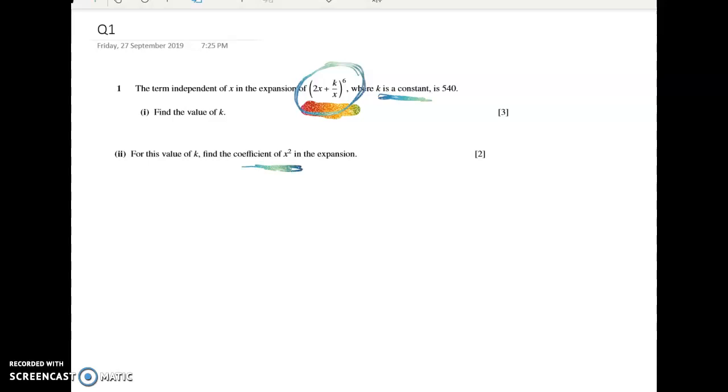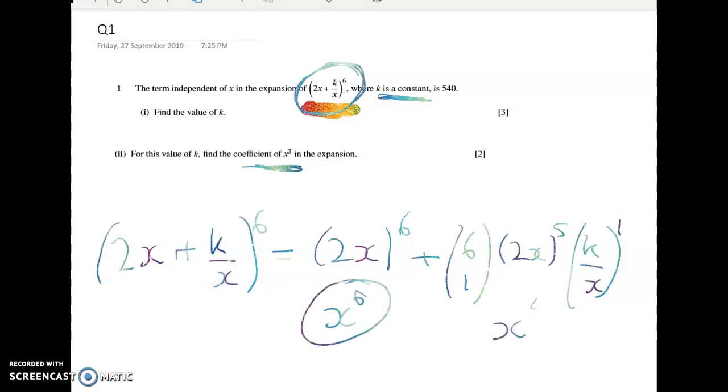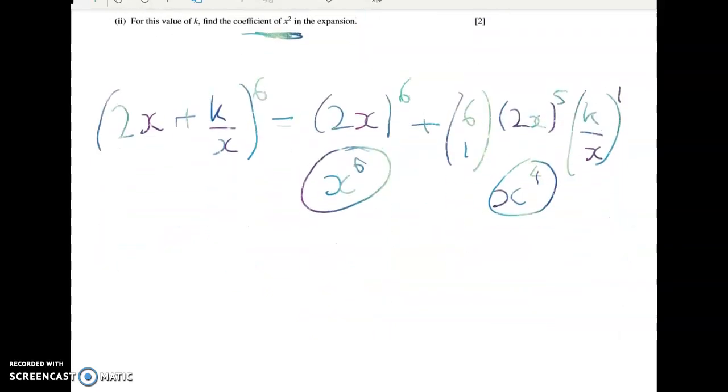So the way that I do these is I just start by writing out the binomial expansion, and I look for patterns in the powers of x. With this one here, the first term is going to be 2x to the power of 6. Now, I don't bother expanding at this point because that's a bit of a waste of time. The next term is going to be 6 choose 1 times 2x to the power of 5 times k over x to the power of 1. So if I look here, this one has got x to the power of 6, and this one has got x to the power of 4. So I want the term that's independent. I know I'm going to have to go a couple of terms further on.